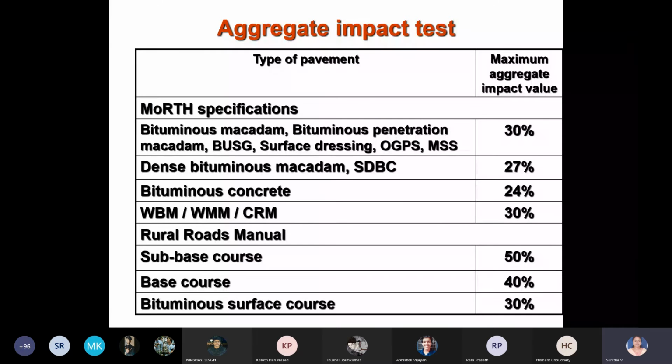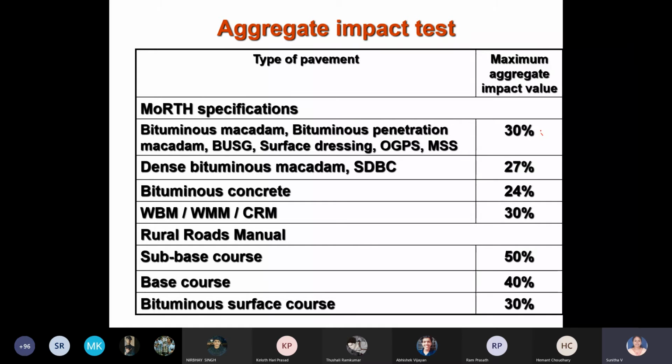And this is laid down by each of the specifications. When you learn the construction part you will study this. So as per the MORTH specification, for the aggregate to be used for bituminous macadam, bituminous concrete, all these are top layers, which you have to provide in the wearing course.